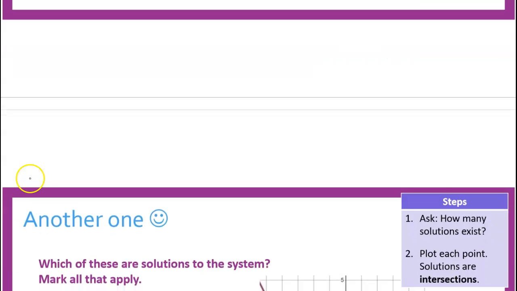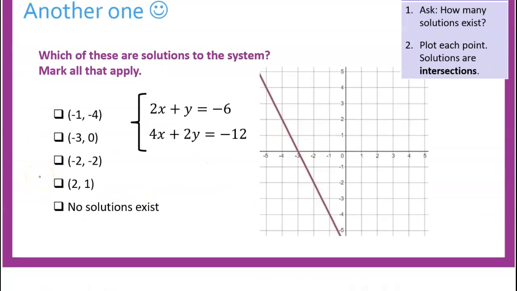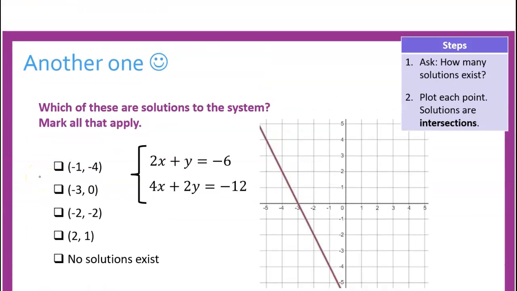Let's try another one. Which of these are solutions to the system? Now we've got two lines. Once again, they're kind of hard to see, but they're right over the top of each other. One is red, one is blue. That's these two equations graphed. Which of these points are solutions? Mark all that apply. So there might be more than one. Let's ask ourselves first, how many solutions exist?